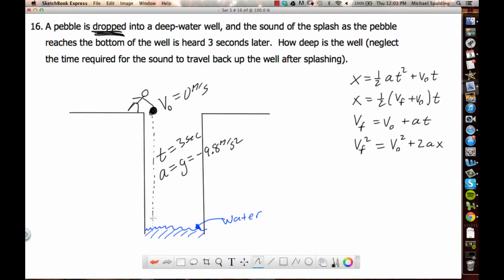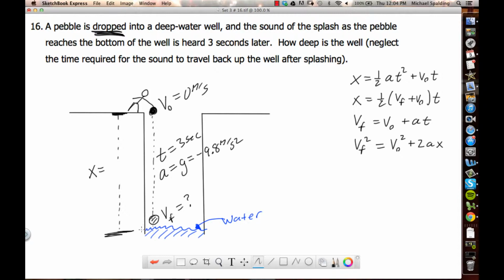All right, so what do we not know? The stuff that's missing? Well, down here, right before the stone hits the water, there's a final velocity, which we don't know. And then the other thing that we don't know is the displacement. So from up here down to the water, let's call that x. That's the displacement of the pebble. So the question's asking for the depth of the well. How deep is the well?